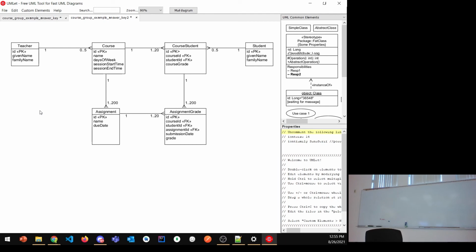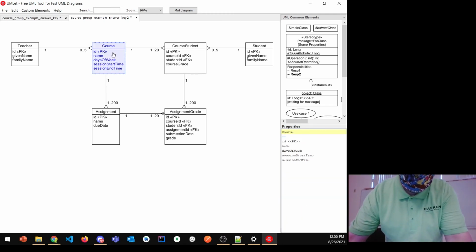Do we not need a teacher ID for the course? I forgot it. I need to add it. I want to make sure. Yeah. That one is missing. I will add that one in.